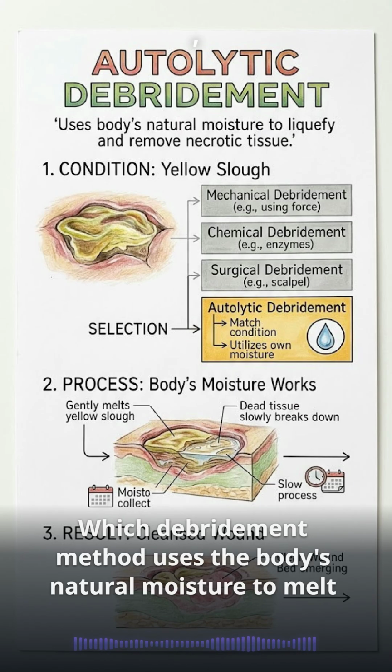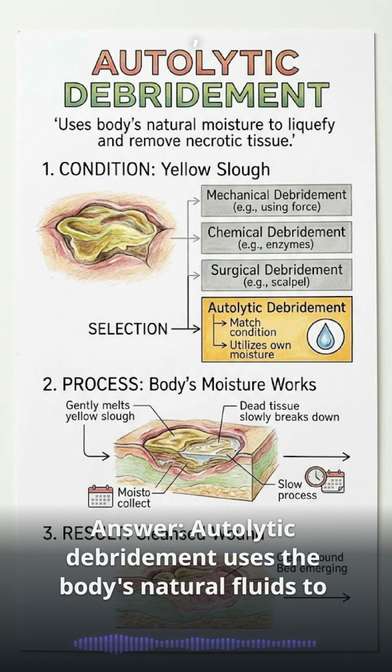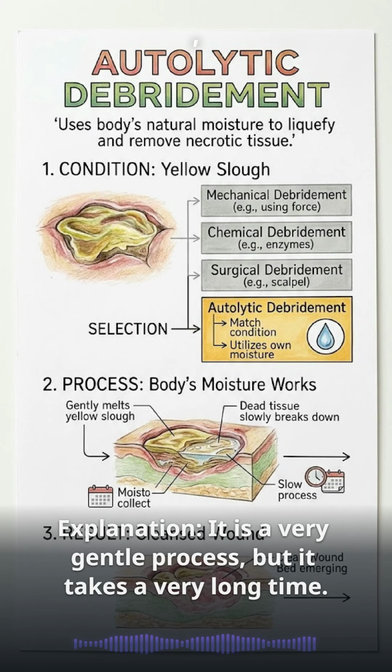40. Which debridement method uses the body's natural moisture to melt yellow slough? Autolytic debridement uses the body's natural fluids to safely melt away dead tissue. It is a very gentle process, but it takes a very long time.